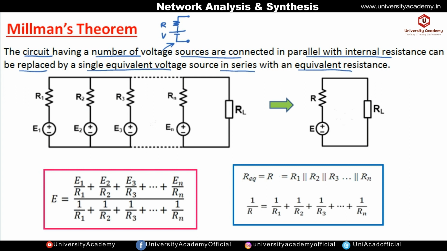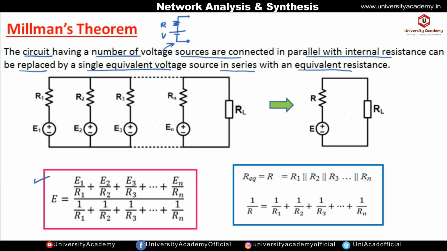E equals E1 by R1, that is the EMF of the first branch divided by the resistance of that branch, plus E2 by R2, that is the EMF of the second branch E2 and its internal resistance R2, plus so on up to En by Rn, divided by 1 by R1 plus 1 by R2 plus so on up to 1 by Rn. So this is the formula to find this equivalent voltage source E.